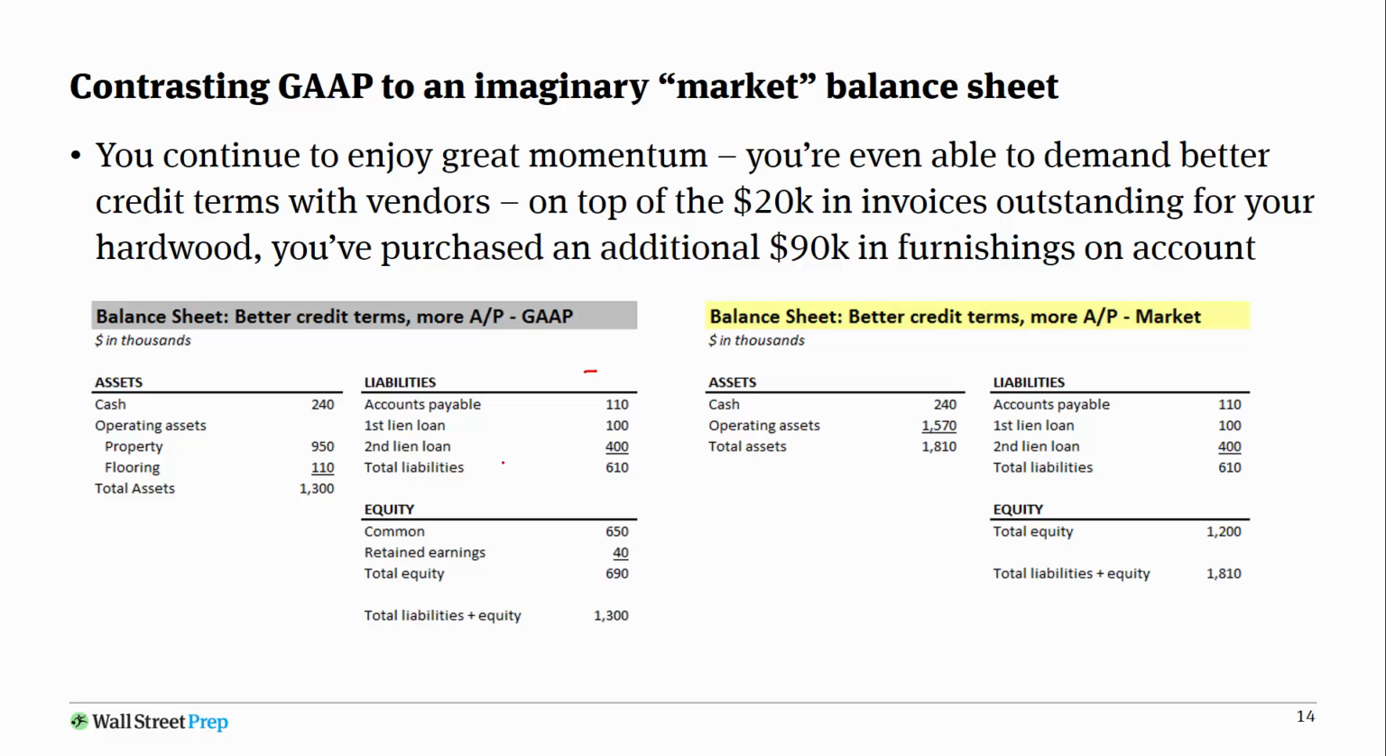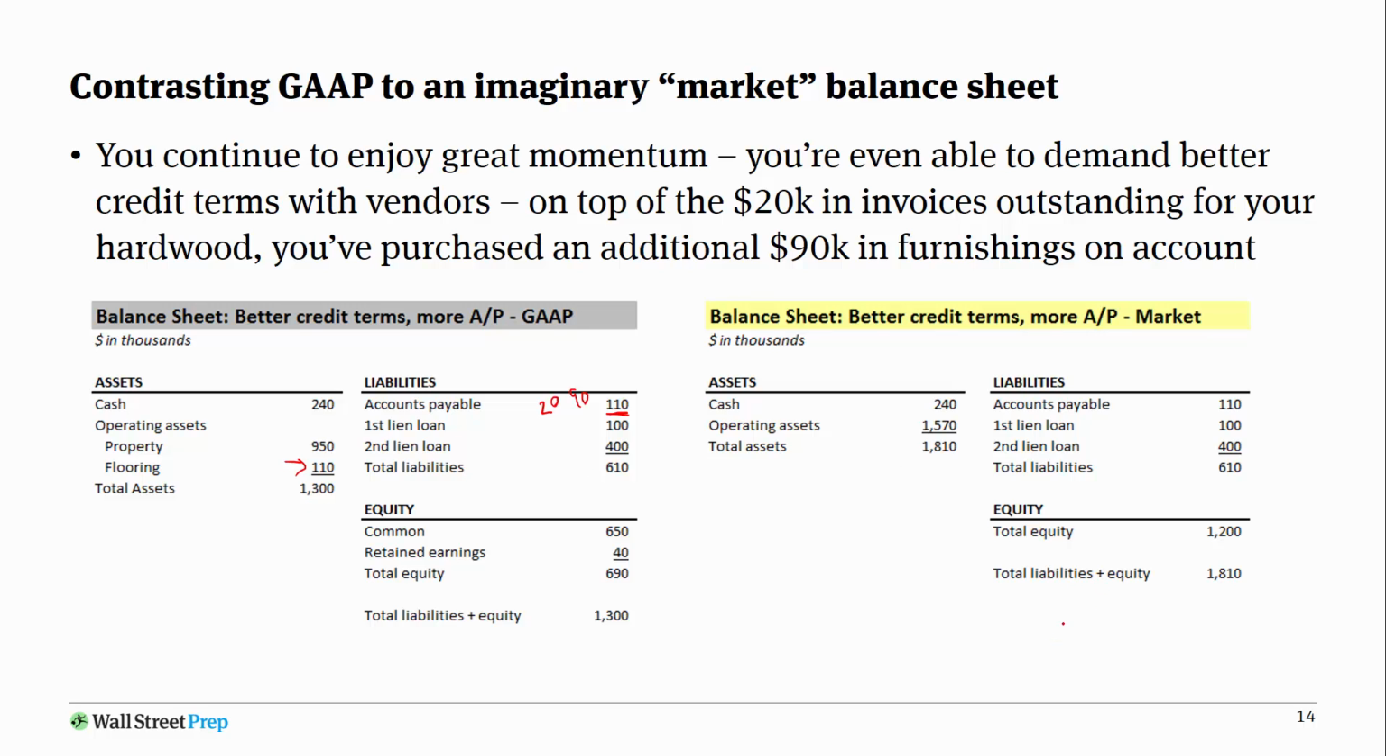So continuing, we're very happy. We started this business, put in just $450,000 of our own money, and now the business appears to be growing pretty heavily. You continue to enjoy great momentum. You're even able to demand better credit terms with vendors. On top of the $20,000 in invoices outstanding for your hardwood flooring, you've also purchased an additional $90,000 in furnishings on account. So you had 20. Now we've added another 90, and of course that adds to your asset balance, right? So that's the debit and that's the credit, an extra 90,000. This was 20. Now it's also 110.